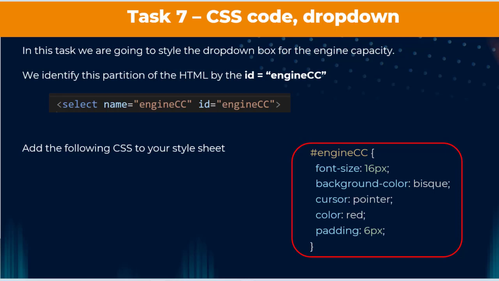And since it was an ID, we will say it's a hash, followed then by the name given by its ID, engine size, and then inside there we will set the font size, the background color, and this time we're going to change the cursor to a pointer. We'll see that in a moment. We'll change the color to red and we'll give a certain padding around it.